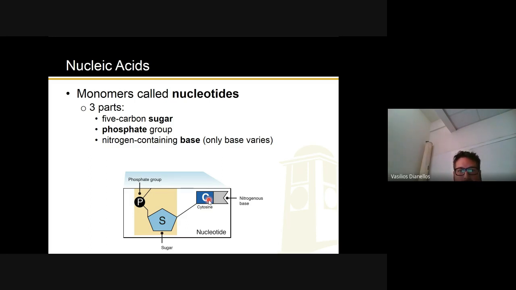Again, you need to know for the exam that nucleotides are the monomers of nucleic acids. The 3 parts of a nucleotide are sugar, a phosphate, and a base. And the base is the only part that varies. It is the base that defines the nucleotide.